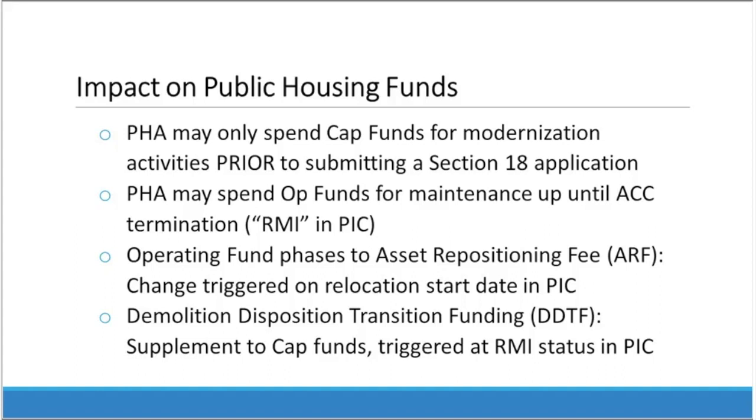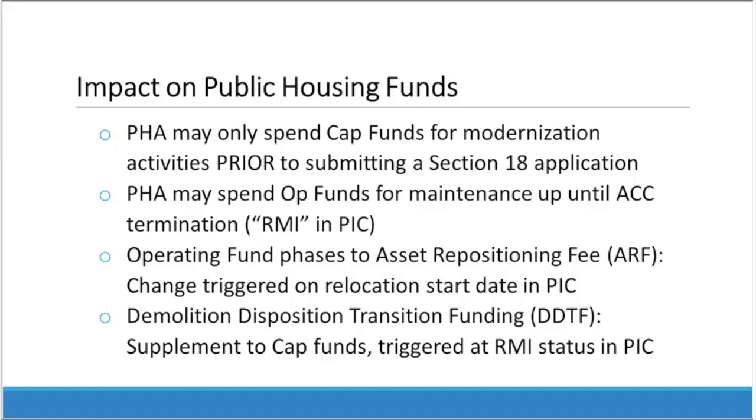So once you submit your Section 18 application, it sounds like the expectation is that your cap funds no longer go to that property. You may continue to spend op funds on maintenance or operations on that property until the property is no longer public housing. So when it's removed from the RMI and PIC, that's the event when it is no longer public housing. So you continue to maintain your property, but the large cap fund modernization expenditures under some HUD guidance that is new is saying that that's not eligible.